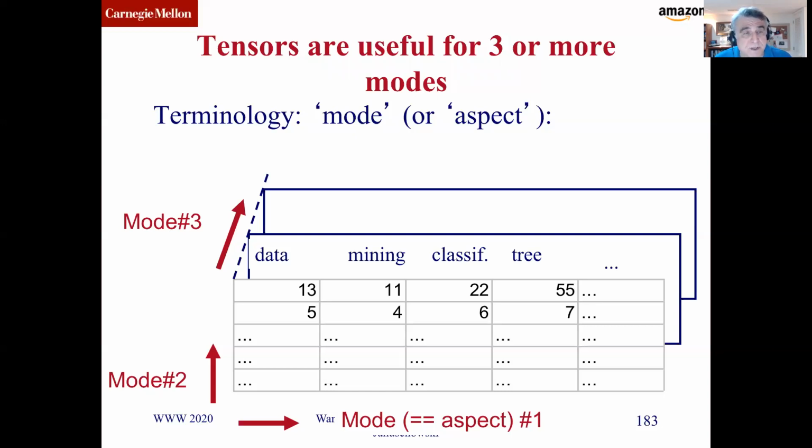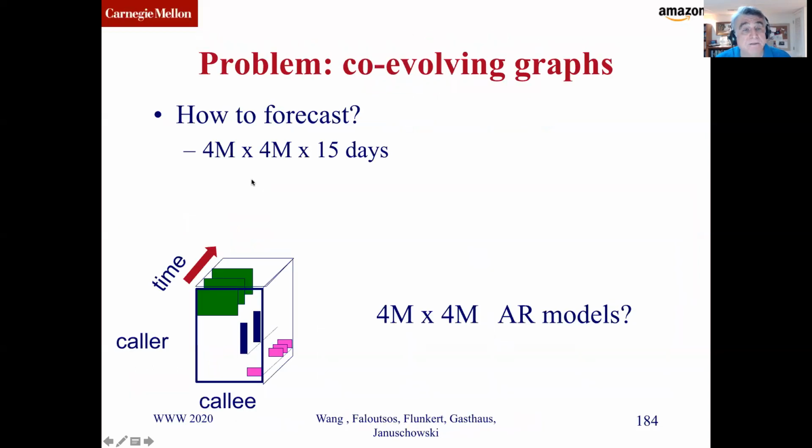The axes of the tensor are called modes or aspects. So in this toy example, the first mode is the terms, the second mode is the humans, the authors, and the third mode is the time. And then this can help us do forecasting.